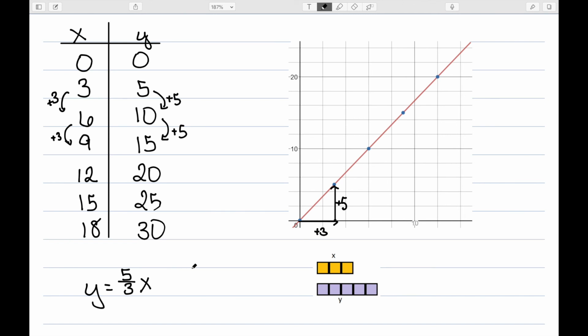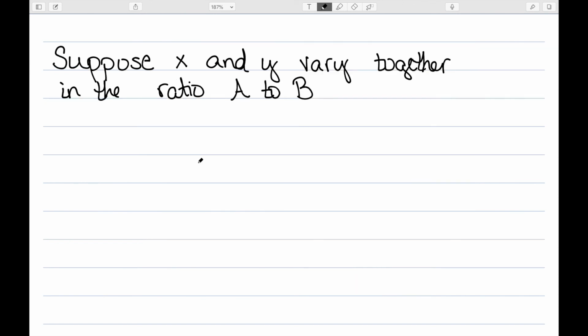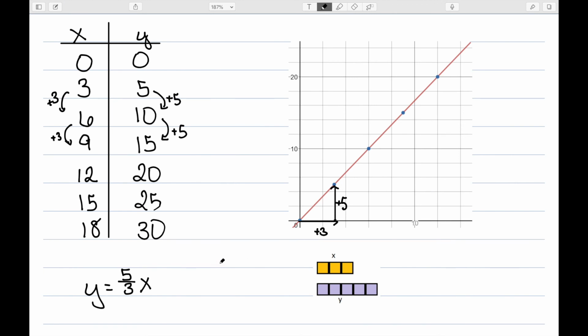What about the equation? Let's suppose x and y vary together in the ratio a to b. Then our equation is going to look like y equals b/a x. This here is the slope, and the slope is given by the change in outputs, b, divided by the change in inputs, a. So this is what our equation is going to look like every time: y equals b/a x. In this example, we knew our ratio was 3:5, so we got our equation by doing 5/3 times x.